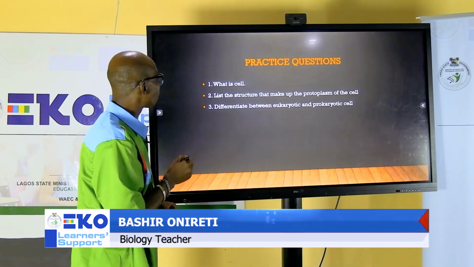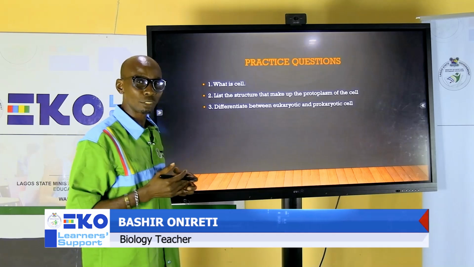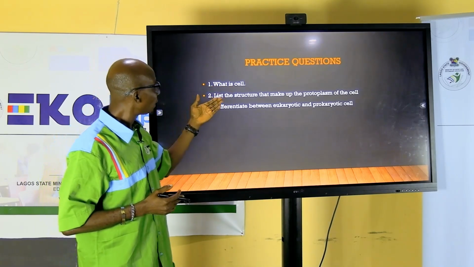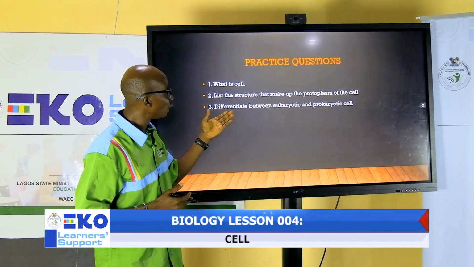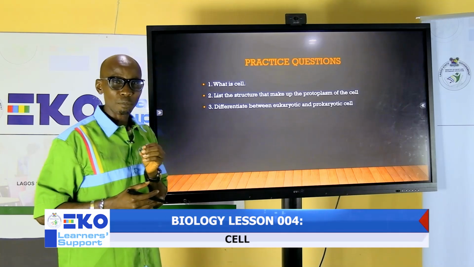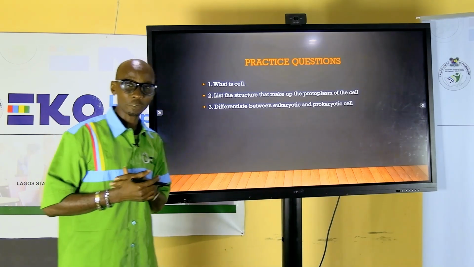Now, let's look at some practice questions that will help us to understand what we have learned so far. The first one is, what is a cell? The second one is, list the structures that make up the protoplasm of the cell. The third one is, differentiate between eukaryotic and prokaryotic cell. I'm giving you just 30 seconds to go through the questions. I'll be back.